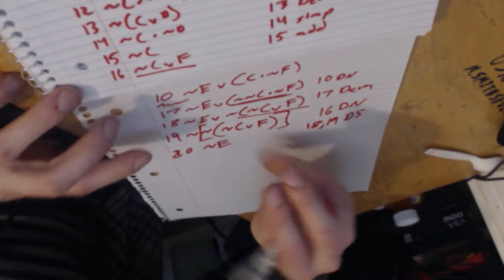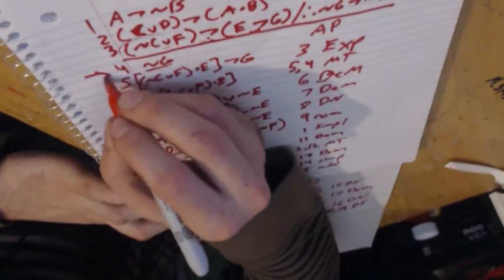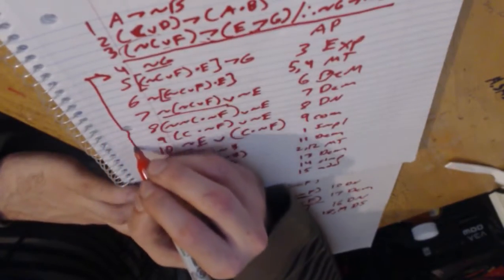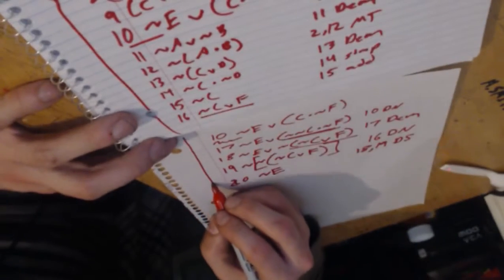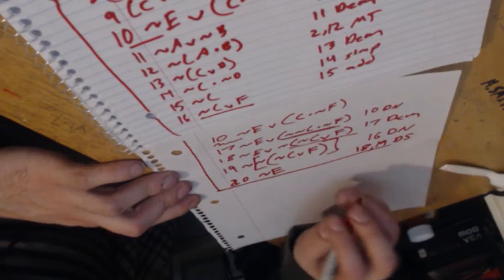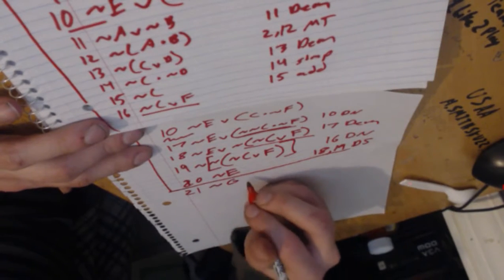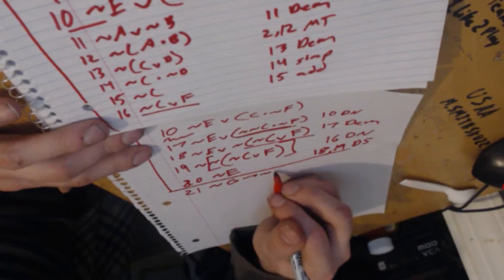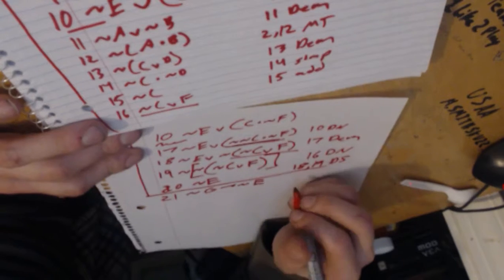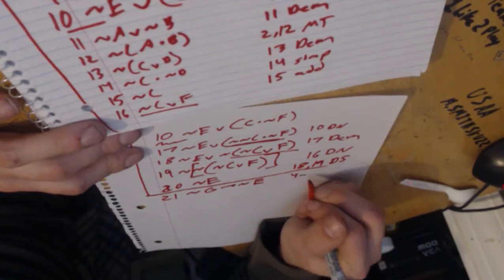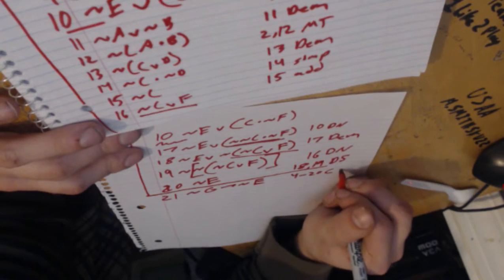So, if we go all the way back up here, we can do that little arrow thing and draw it all the way down. All the way down here, come across, 21, not G, then not what? E? Is that what we're doing? Not E by lines 4 through 20, conditional proof.